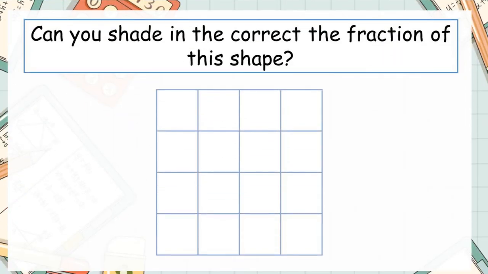Okay, here we go. Last one. Take a look at this shape here. Can you shade 1/2 of this shape for me? But here's the tricky thing. I want you to do it 2 different ways. So draw this shape 2 times and shade in 1/2 2 different ways. Pause the video and give it a try.